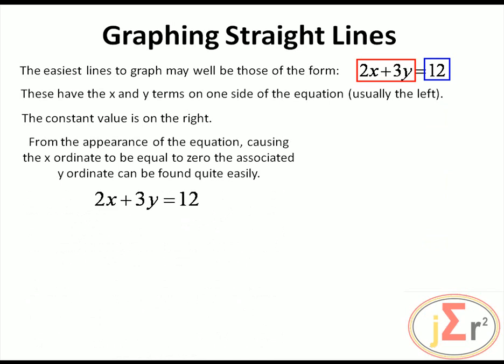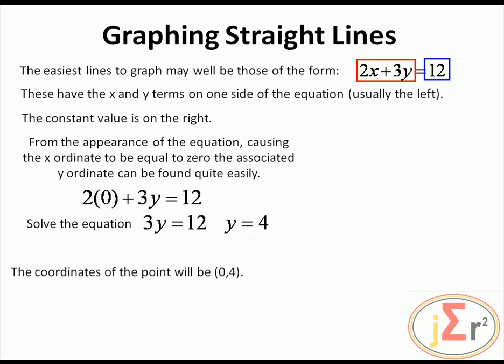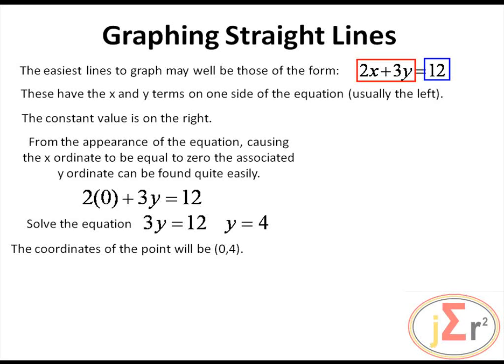And of course, we are substituting 0 where we have x. So we are causing x to go to 0. So we're going to solve that equation that remains. Notice that 2 times 0 is going to be 0. So on the left-hand side, we have 3y is equal to 12. So y is equal to 4. The coordinates of the point will be 0, 4. Remember that the x-ordinate is equal to 0. We cause it to be equal to 0, and the corresponding y value will be 4. And there we have it.